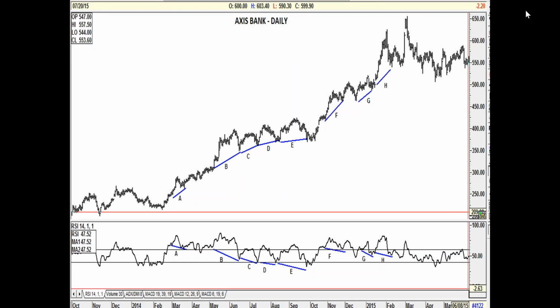Now on this chart you can see the levels marked from A to H, and every time when we have seen a positive reversal, the price has moved high. Just observe the chart for a minute or so. RSI makes a lower low, price makes a higher high. RSI makes a lower low, price makes a higher high.